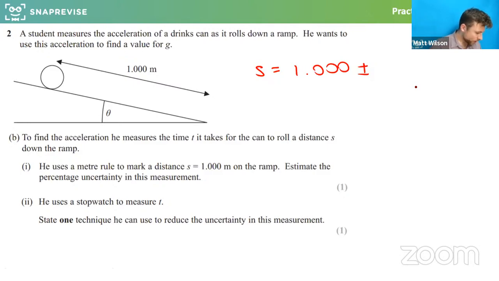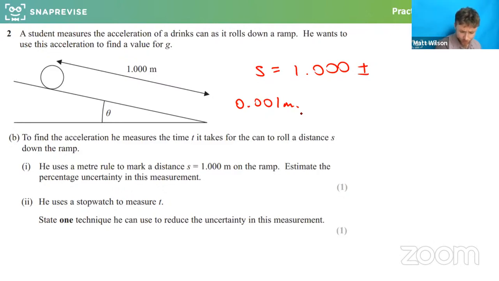Okay, good. So let's think about it like this. They've said that they have used the meter rule. Now let's think about how a meter rule is set up. The meter rule is set up so that it shows you intervals of 0.001 meters. In other words, it shows you each millimeter. If you look at a meter rule at home now, you'll find that it shows you each millimeter.